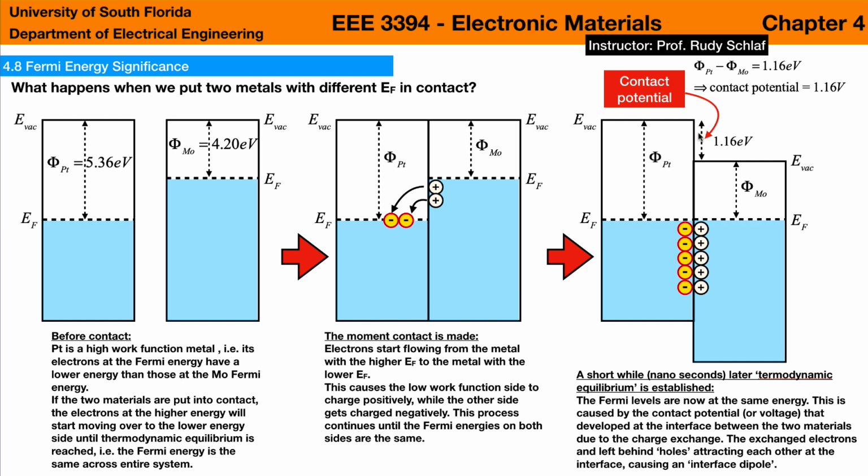And that contact potential is responsible for this shift between the vacuum levels. And that essentially causes the Fermi levels to line up across the entire structure, and at that point that charge transfer stops.